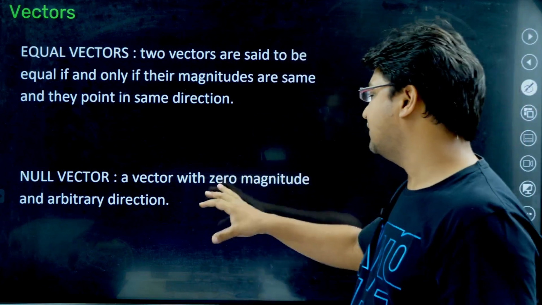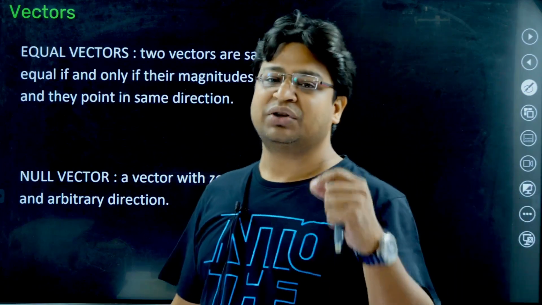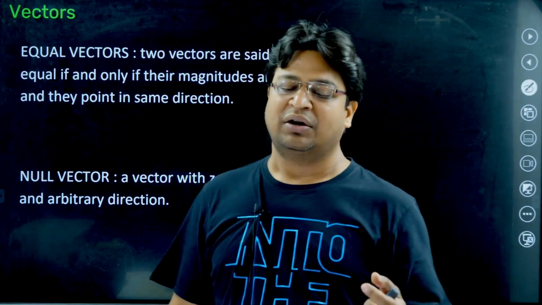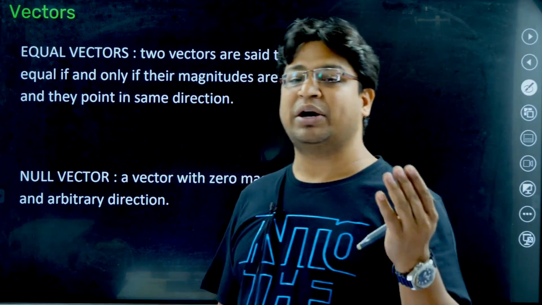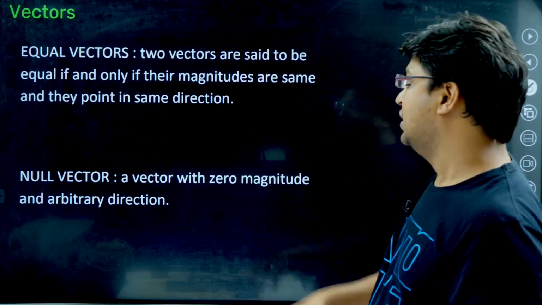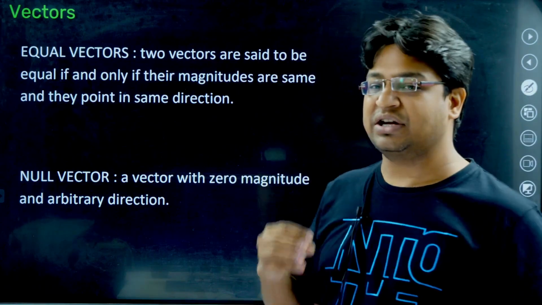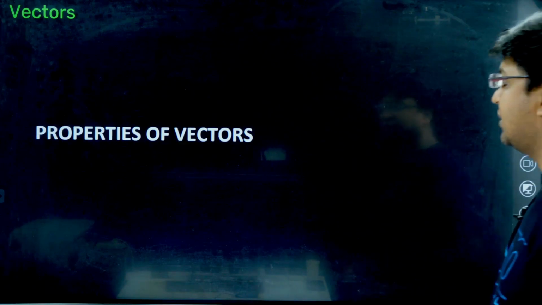A null vector is a vector with zero magnitude, and if a vector has zero magnitude, then the arrow that we draw to represent such a vector will have zero length. That means the head and the tail will be at the same point, so we will not be able to identify the direction of such a vector. So we say this vector has an arbitrary direction. That means whichever direction is convenient for you, you can assume that. So that's null vectors.